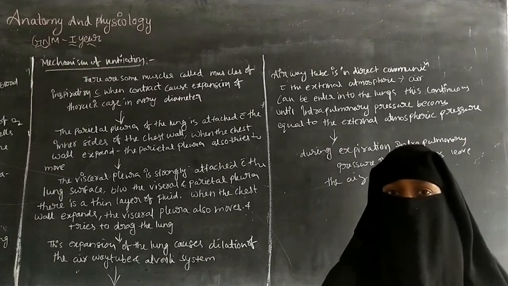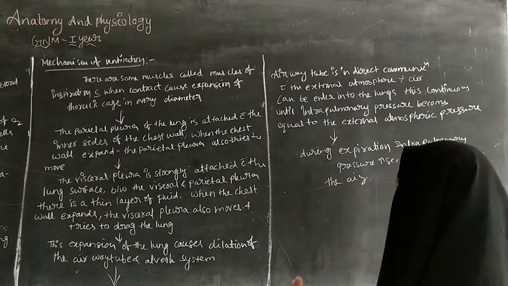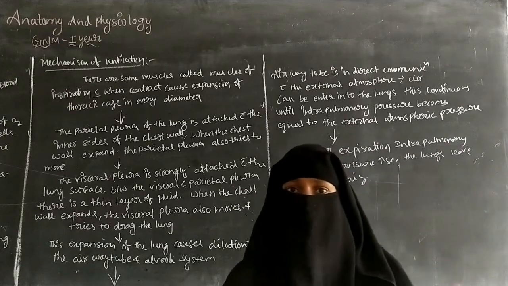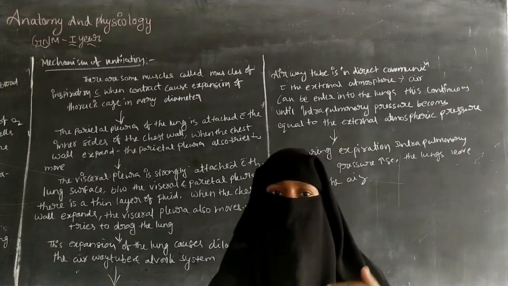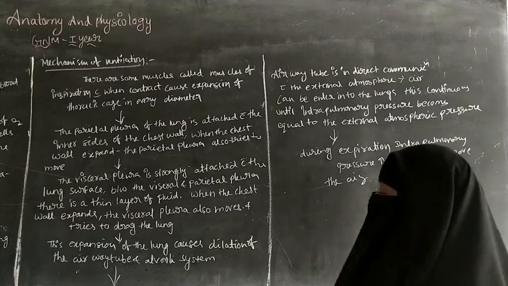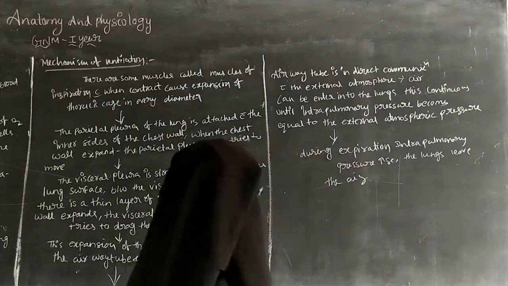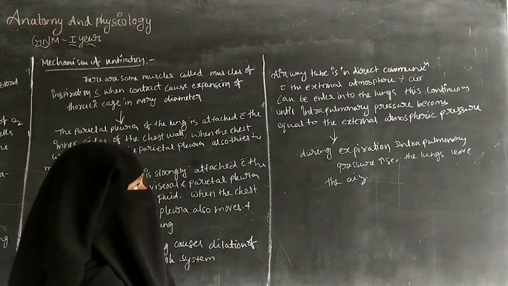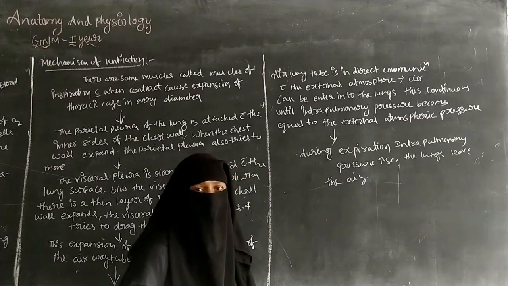The airway tube is directly connected to the external atmosphere, so during inhalation the air can enter into the lungs from the atmosphere. This continues until the intrapulmonary pressure becomes equal to the external atmospheric pressure.